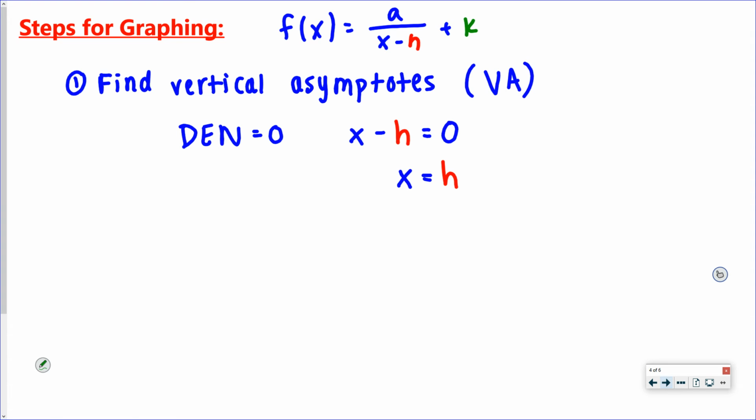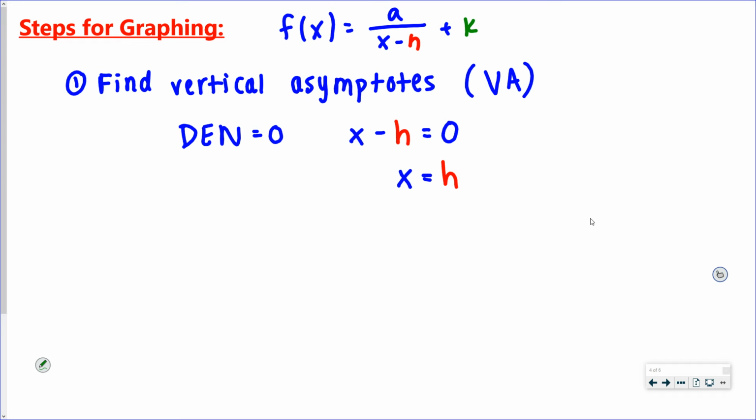Sometimes people will tell me the vertical asymptote equals 5, and I take points off. They need to say x equals 5. That is your asymptote, that dashed line. I will have you draw that in on your graphs once we actually graph these. That's the first thing you're going to do: find the vertical asymptote.